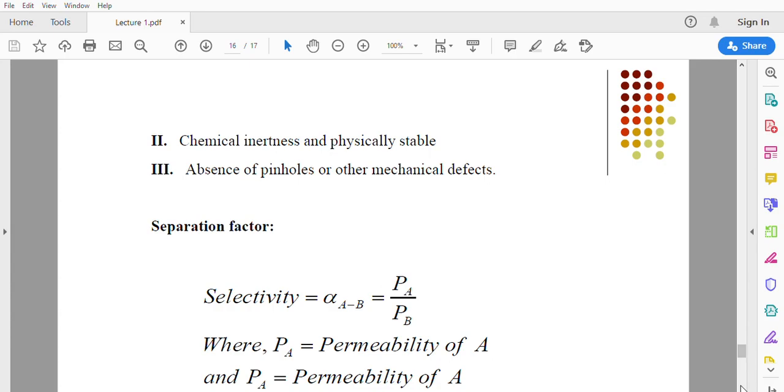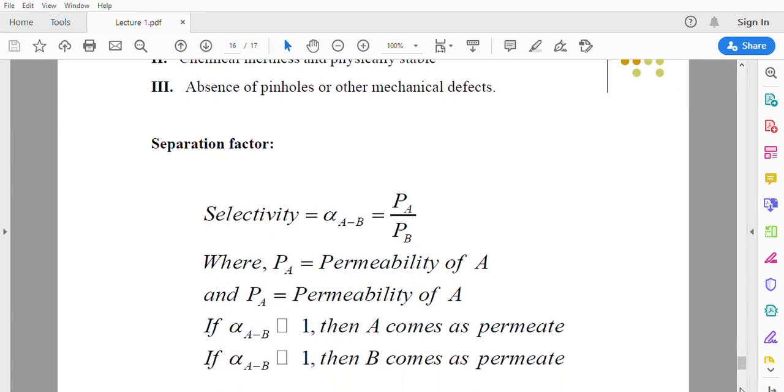Other mechanical defects means sometimes the thickness of the membrane will change at different parts. It should not happen, because it will affect the mechanical strength of the membrane.